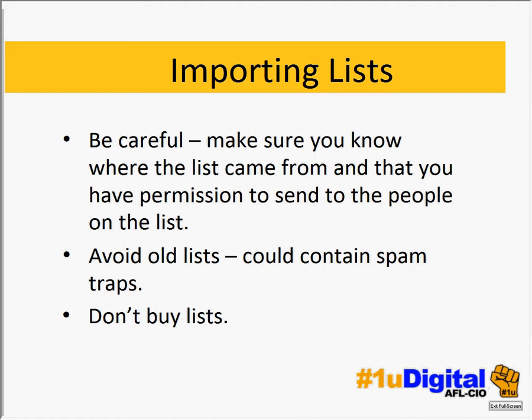Someone finds a list on the computer, it's in Excel, they don't really remember where it came from, but it seems to have email addresses on it, and they kind of want to give it to you because maybe we could try to email them. That's a little more suspicious, and you should be careful about that, because like I said, those old lists could have spam traps in them. And so you hit one of those spam traps and immediately you get shut down and get blocked from sending messages.